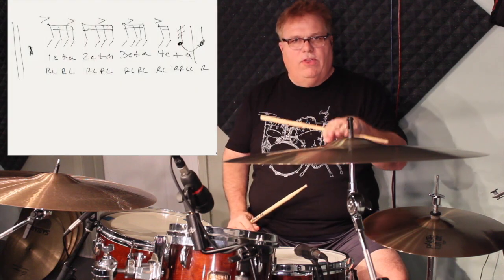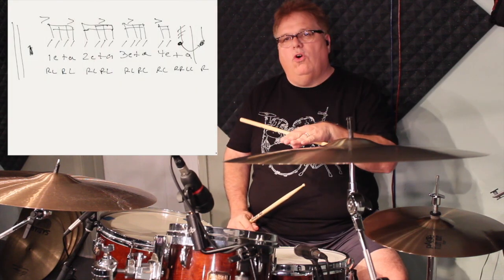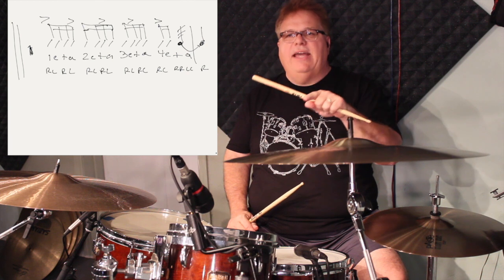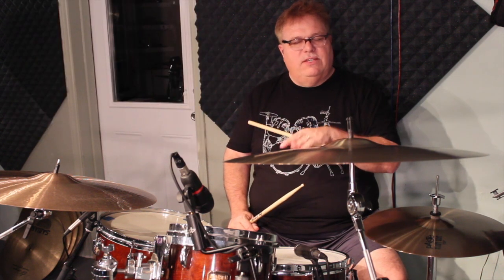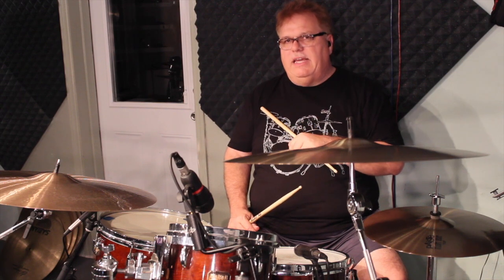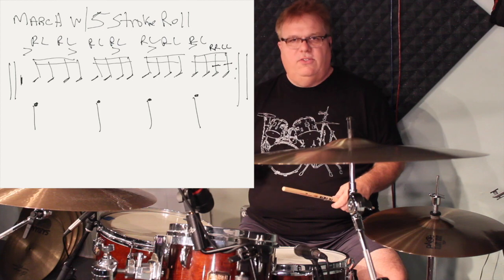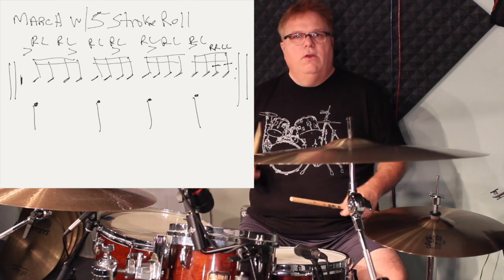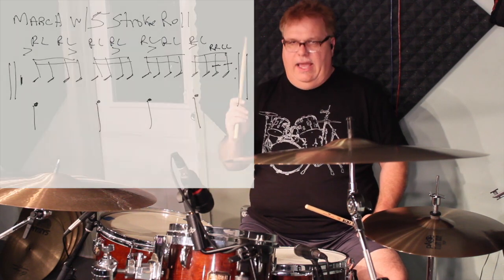I did that, not the last time, but the time before that, I actually put a five-stroke roll at the very end on the and of four, and that's just doubling up those notes. That's a little bit more intricate part, but it gives it more of that marchy feel. But basically, it's 1 e and a 2 e and a 3 and 4, 1 e and a 2 e and 3 e and 4.